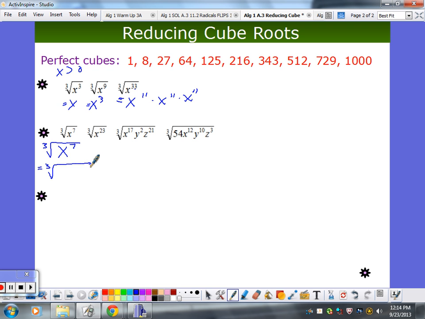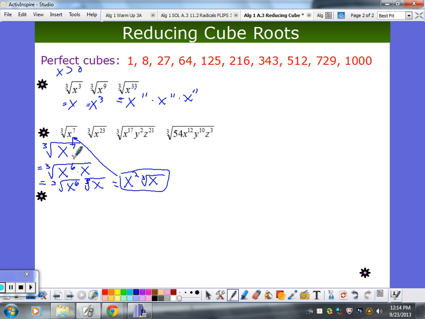X to the 6th. Is that a perfect cube? How do I know if it's a perfect cube? The exponent is divisible by 3. So x to the 6th, 6 divisible by 3? Yeah. So now I split them apart. What's the cube root of x to the 6th? X squared. Cube root of x. So that's what this one is.